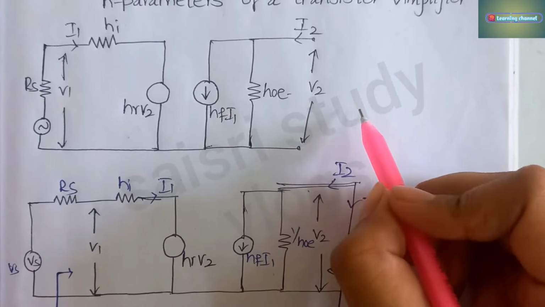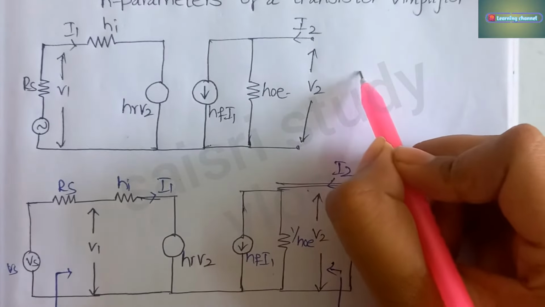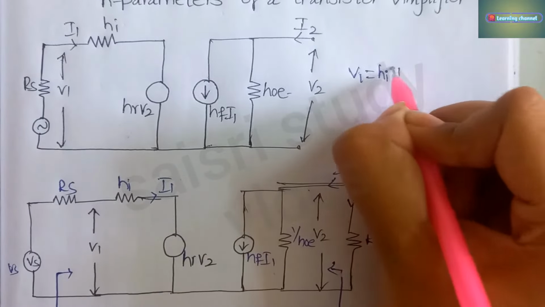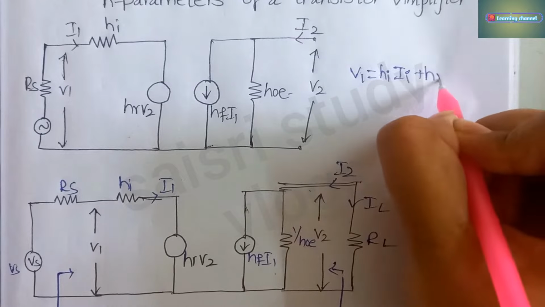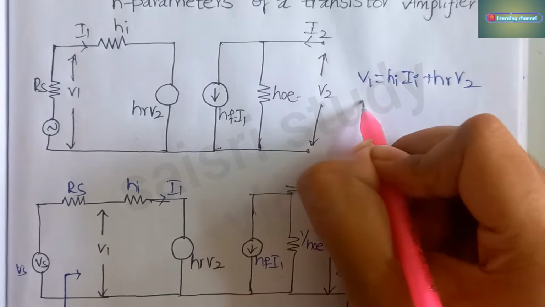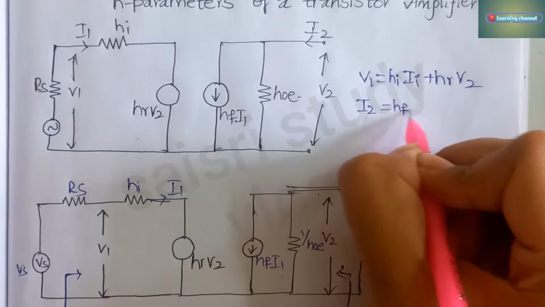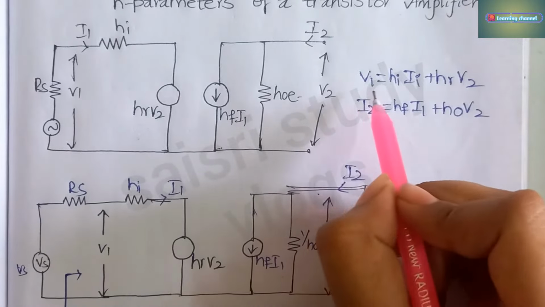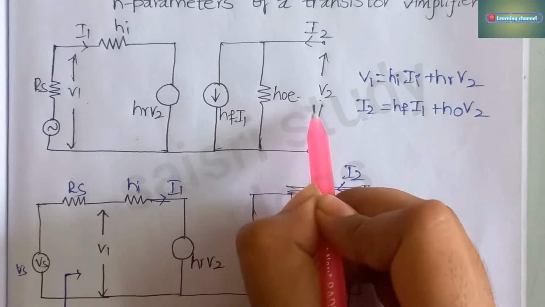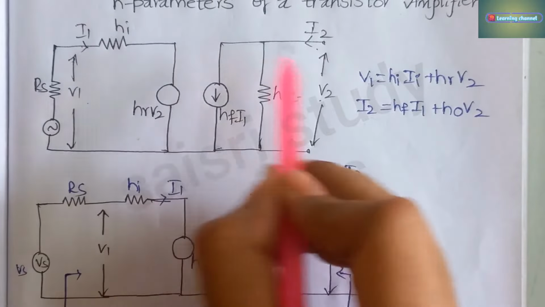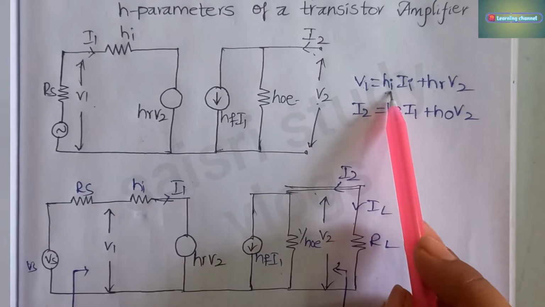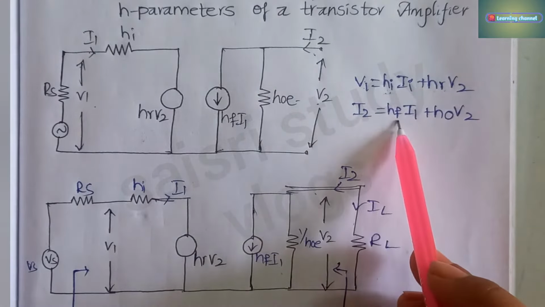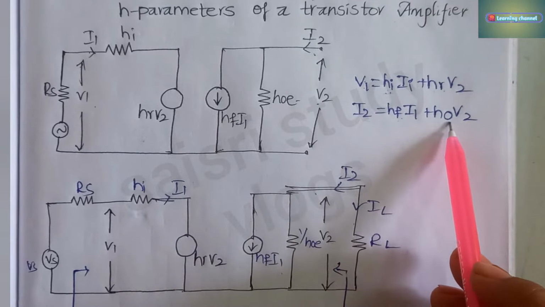From this we can get two equations. They are V1 is equal to HI I1 plus HR V2, and another equation is I2 equal to HF I1 plus HO V2. Here V1 and V2 are the voltages and I1 and I2 are the currents of the two ports. HI is input impedance, HR is reverse voltage gain, HF is forward current gain, and HO is output admittance.